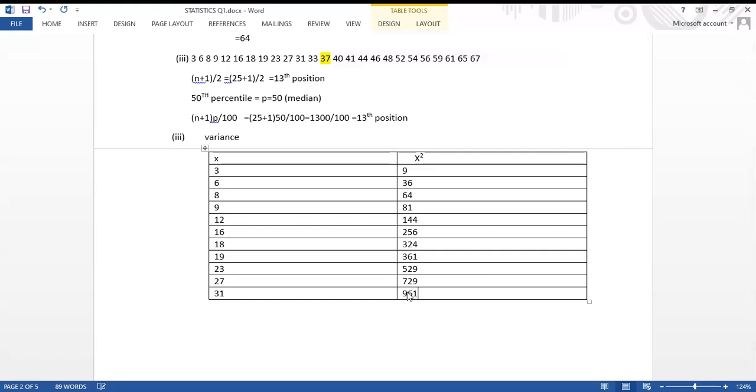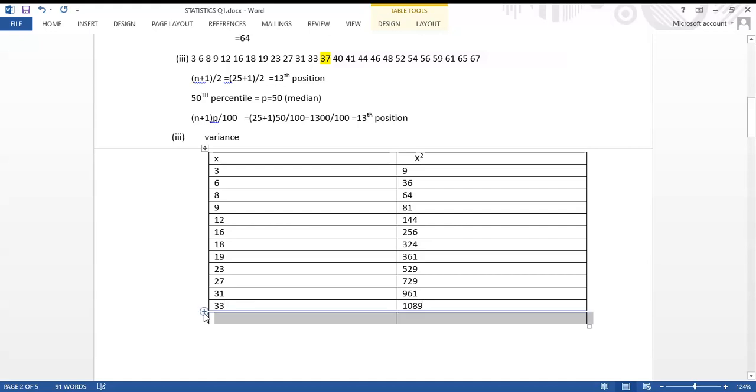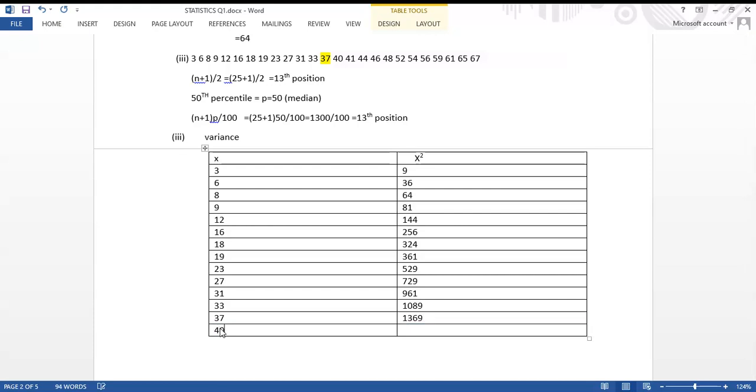961. The next one is 33 squared. 1089. We've now reached the middle point. 37 squared is 1369. 40 squared, this one should be 1600. Am I correct? Yes. Okay. 41 squared.